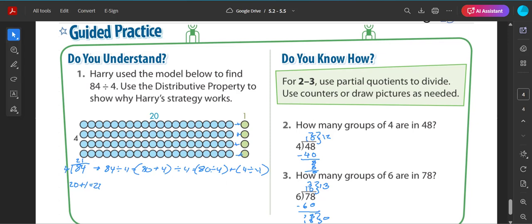And you'll be practicing the same idea for the rest of your independent practice.